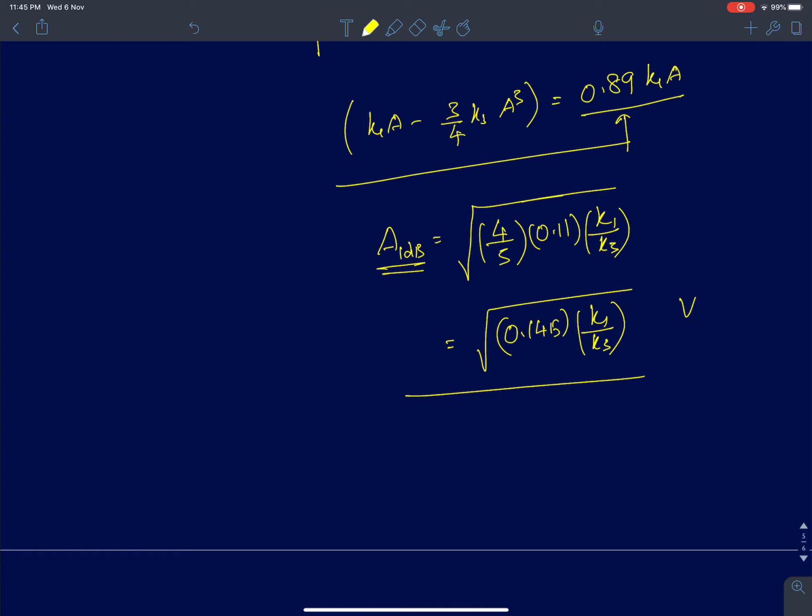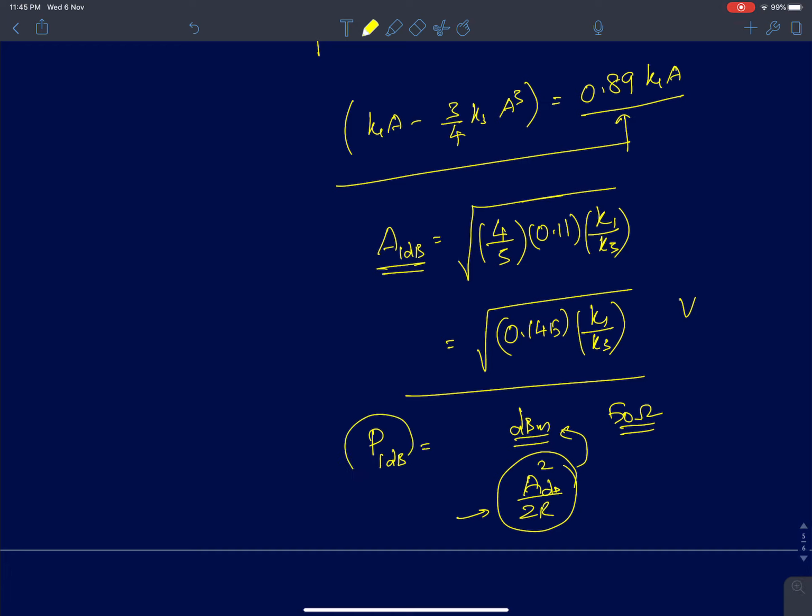If I want to, you can also express it as peak to peak by just multiplying it by 2. We can also express it in terms of power by expressing it in dBm. Here I have to give you the resistance. If I tell you it's a 50 ohm system, then you can simply find A1dB square by 2R, which will give you the power. Normalize it to 1 milliwatt and take 10 log of it, and you will get the power in dBm.